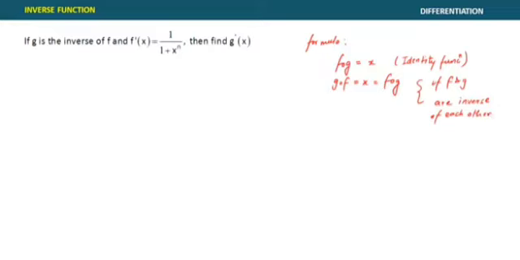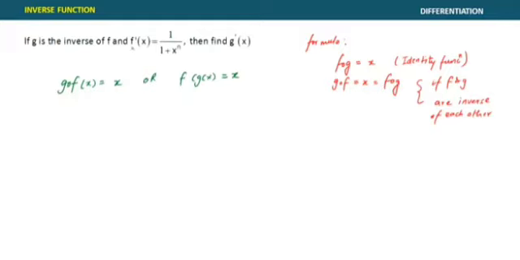We want to find g dash x. Now we are given g is the inverse of f, so either we can start from g of f x is equal to x, or we could start from f of g of x is equal to x. We can start both ways. Okay, I'll start solving and I'll tell you which step is the correct one or the shortest one in this particular question.